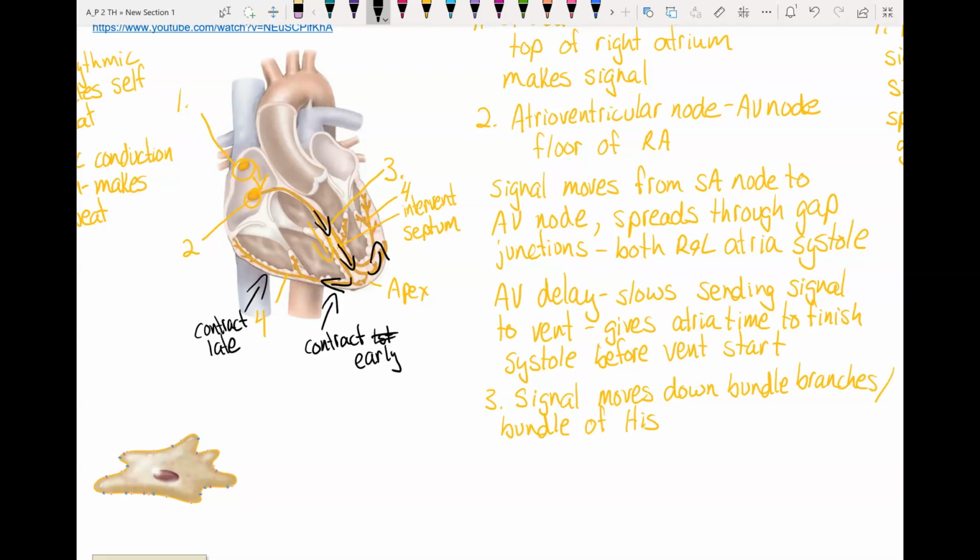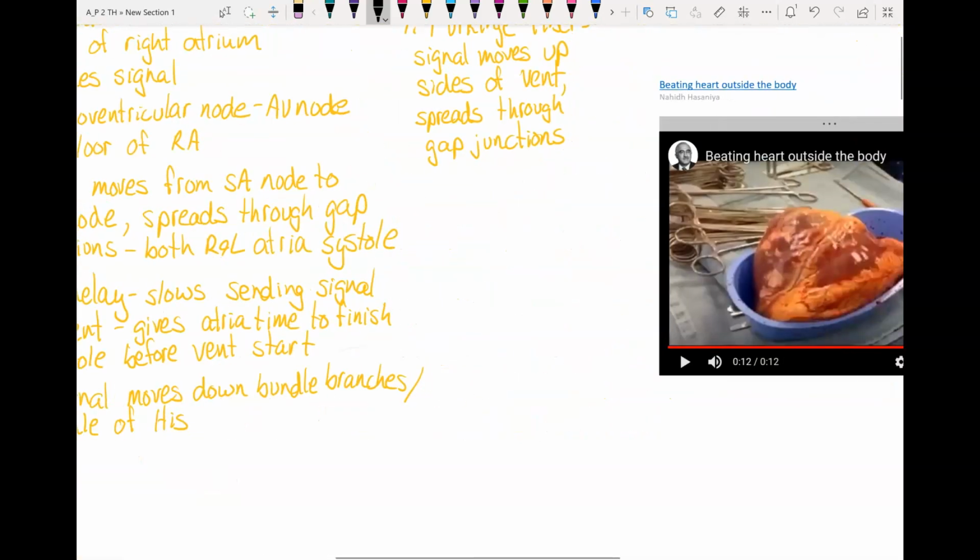Remember, up here are your arteries. Like here is your aorta. And here's your pulmonary trunk. The ventricles are pushing blood up. So they start at the bottom. So the ventricular contraction begins at the apex and moves up.